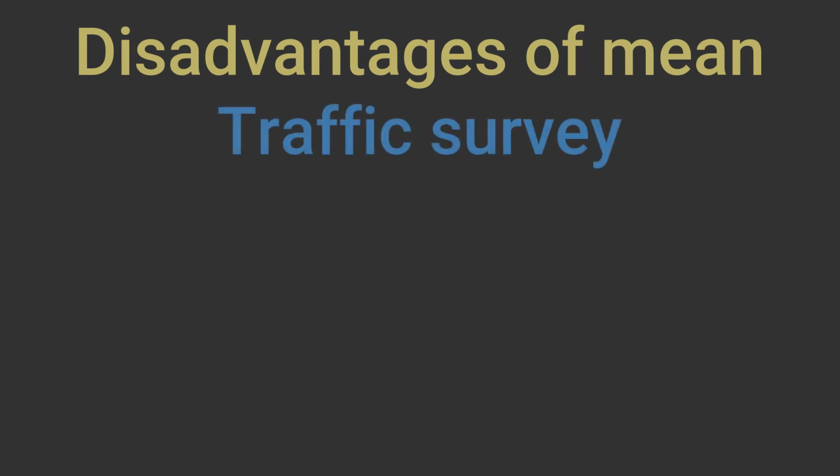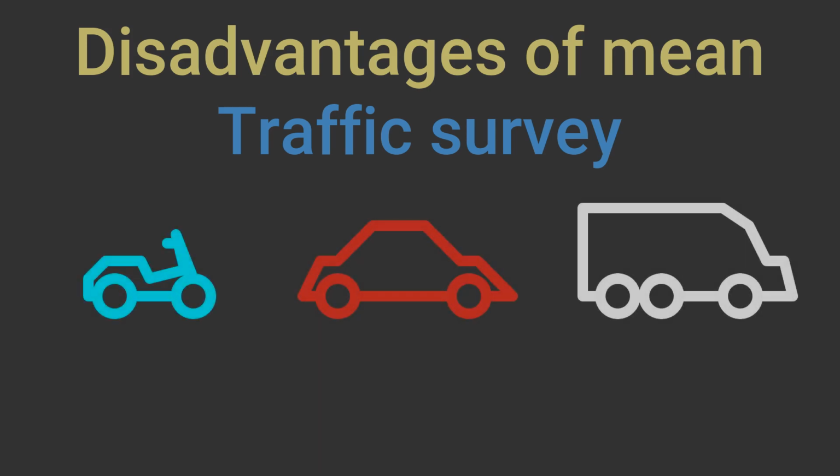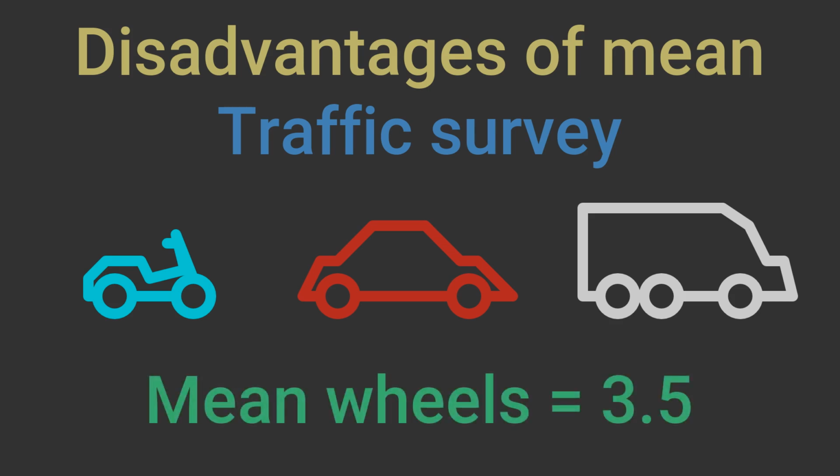For example, imagine we did a traffic survey and recorded the number of wheels on each passing vehicle. Cars normally have 4 wheels, bicycles and motorcycles have 2 wheels, buses and lorries can have more than 4 wheels. When we work out the mean value, we might find that the average number of wheels is 3.5. If you were trying to describe a typical vehicle that might drive past, saying that it has 3.5 wheels is not very helpful. You would be better off using the mode for that, as we will see.